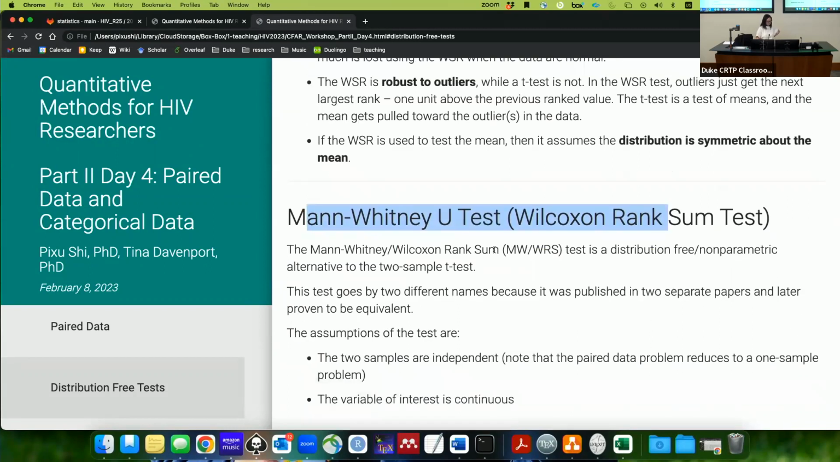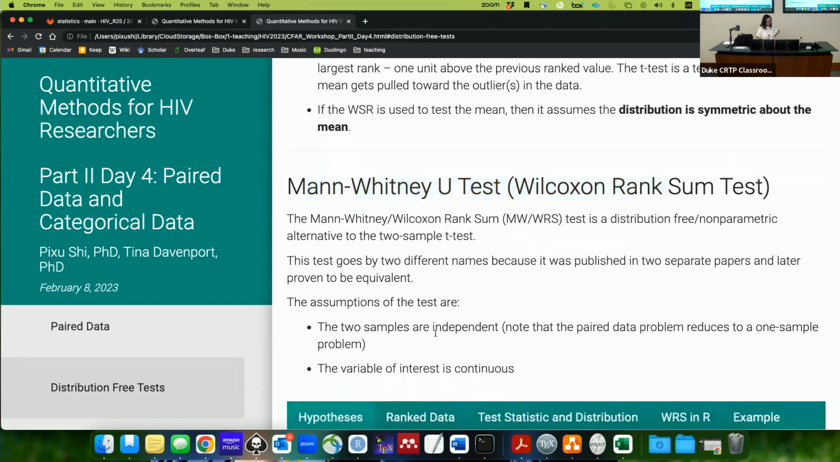And so this one is a two sample test. And the assumptions are, first, you have independent samples. And the second one is that the variable of interest is also continuous because you will actually be comparing the overlap of the two distributions. For count data, that is not very meaningful.